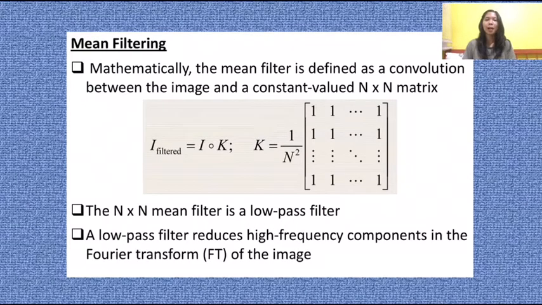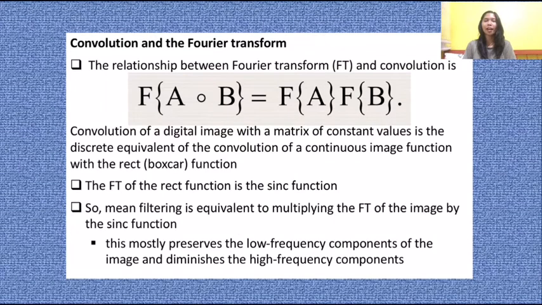Mean filtering. Mathematically, the mean filter is defined as a convolution between the image and a constant valued n by n matrix. The n by n mean filter is a low pass filter. A low pass filter reduces high frequency components in the Fourier transform of the image. Convolution and the Fourier transform: the relationship between the Fourier transform and convolution is a formula in the picture.